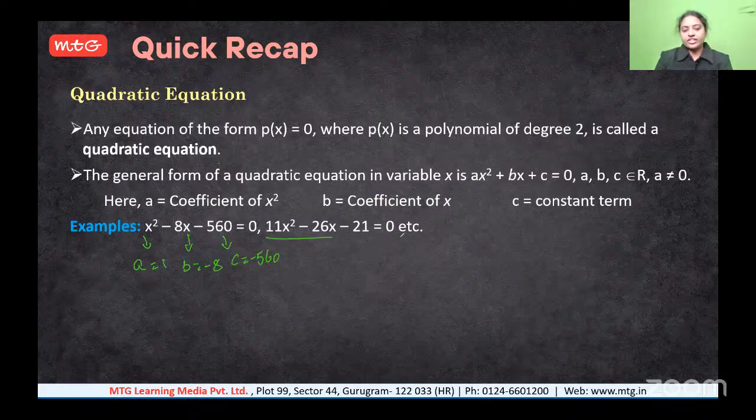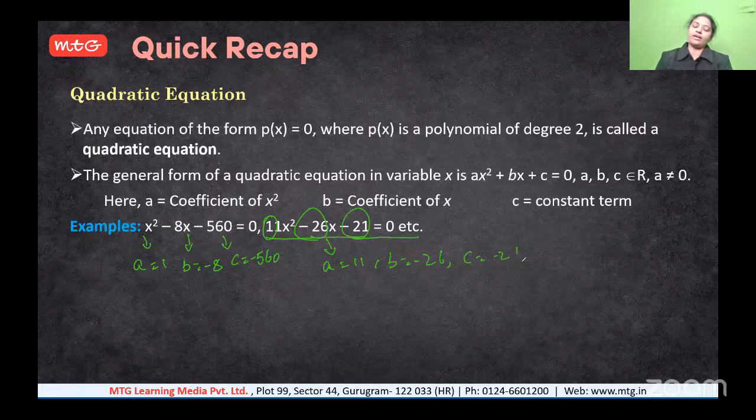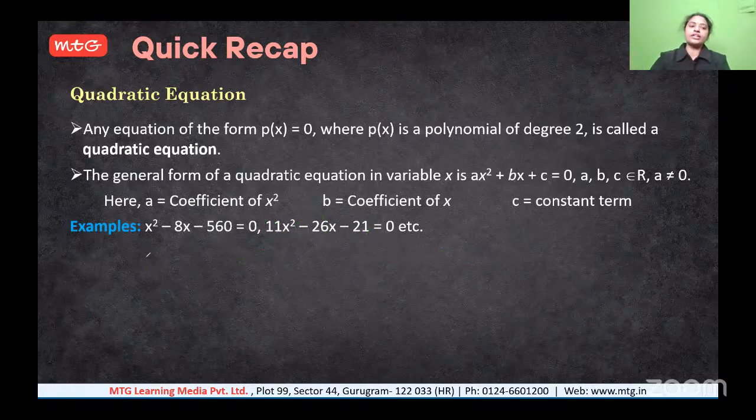Coming to the second equation, in this case, A value is 11, B value is minus 26, and C value is minus 21. So, errors occur even when you know everything. These are the cases where the first level of errors occur. So you should be very careful with this ABC, because these are the complete values on which the complete chapter is depending on. So for that reason.